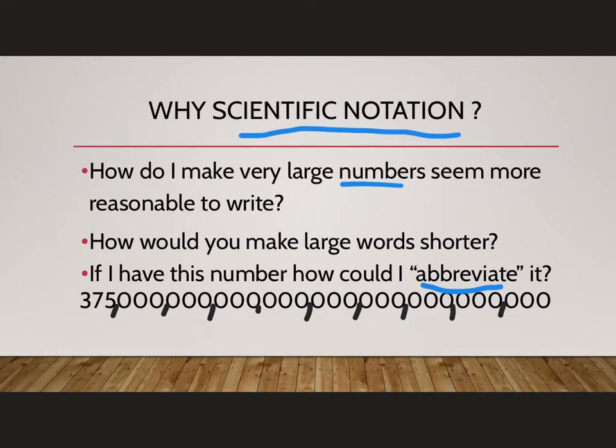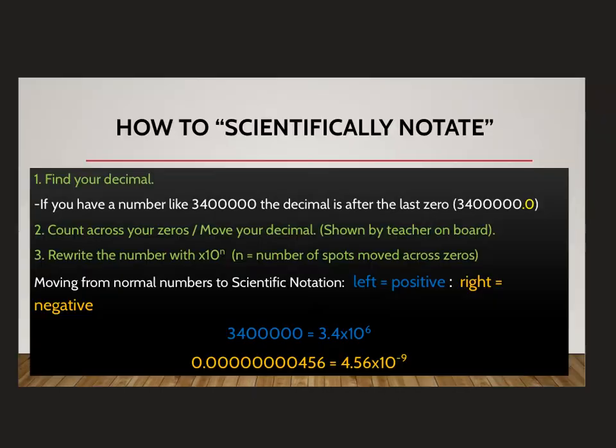So scientific notation allows me to write it in a shorter fashion. I would be able to write it as simply 3.75, that's pertinent, times 10 to the something. We'll figure that out here in just a second. So in scientific notation, we're basically making an abbreviation of a number.